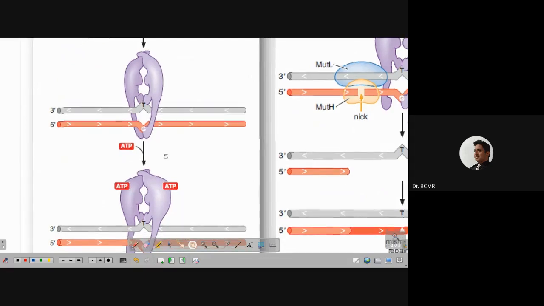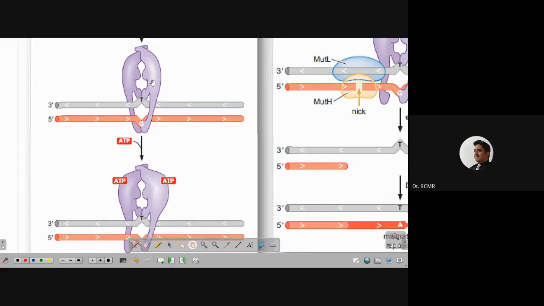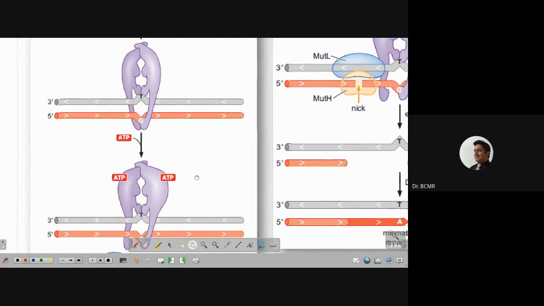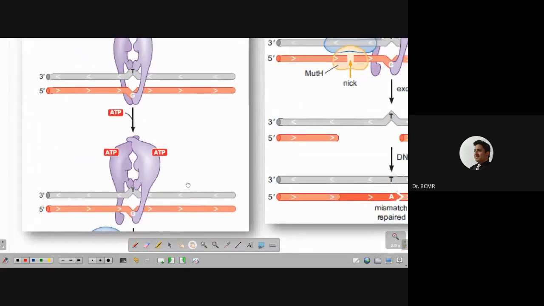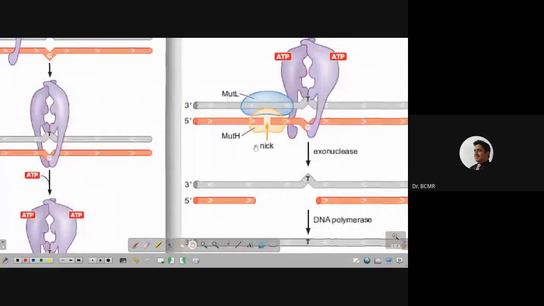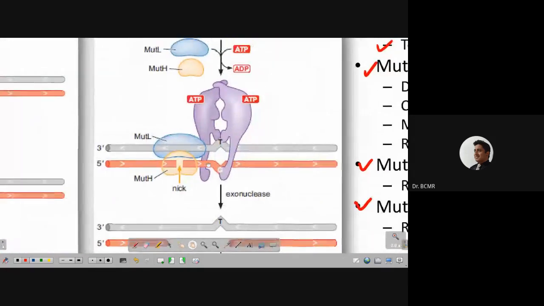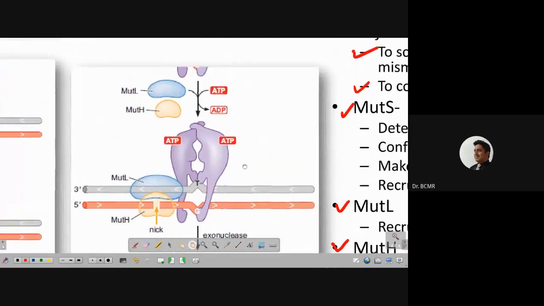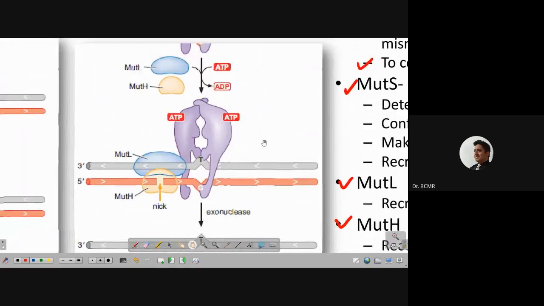MutS. I hope you see that the shape between this one and this one is different, and it also includes the binding of ATP. Right? So now the repair mechanism has scanned and located itself at the place where there is a mismatch. Then comes the second proteins, that is MutL and MutH.